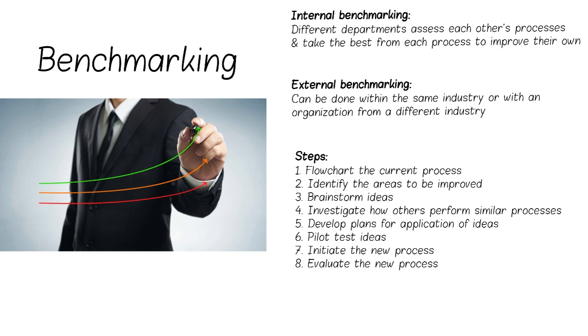The steps are to create a flowchart of your current process, make it visual, identify the areas to be improved, also known as areas that contain waste. Brainstorm ideas on how you can make this process better. Investigate how others perform similar processes. Develop plans for the application of those ideas and do a pilot test to see if those ideas actually work to solve your problem. Initiate the new process once you have identified how you're going to restructure your process, and then evaluate it again.